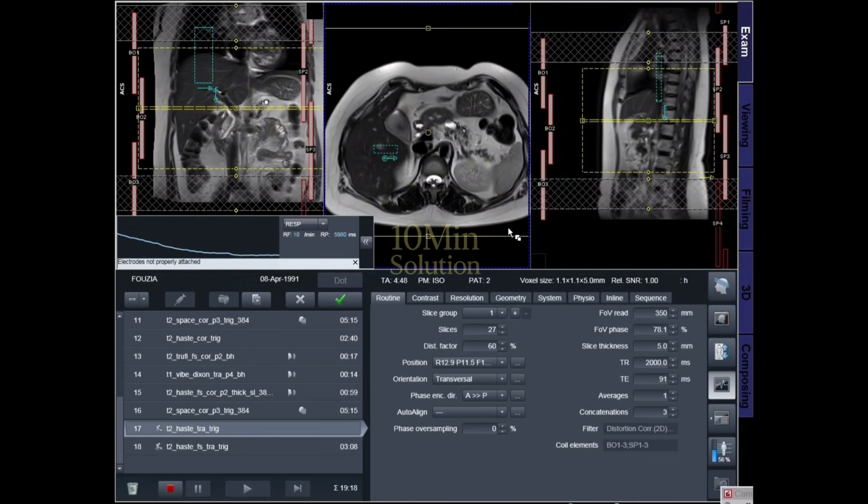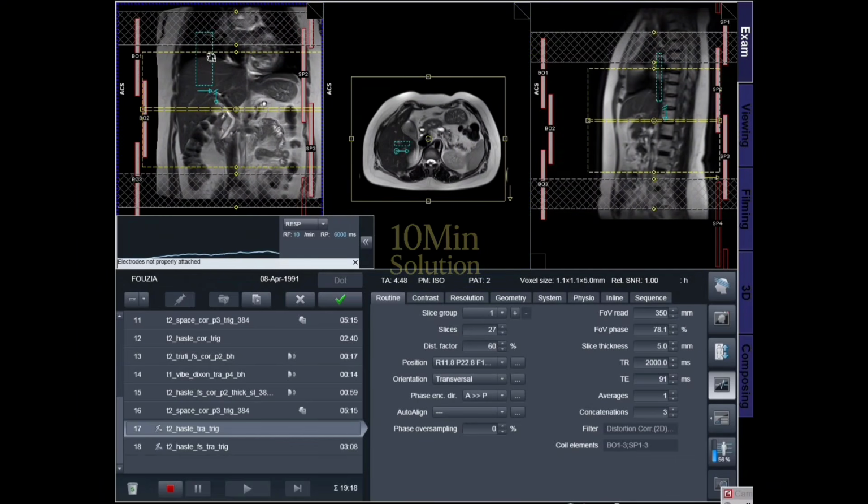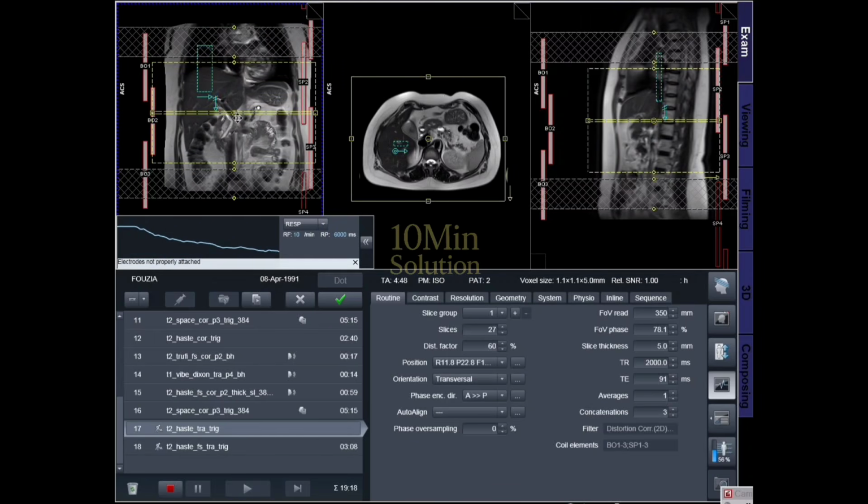So the axial plan will be on the sagittal and coronal images. Now this is navigators. Okay. Look here. Everything is fine. Now apply.